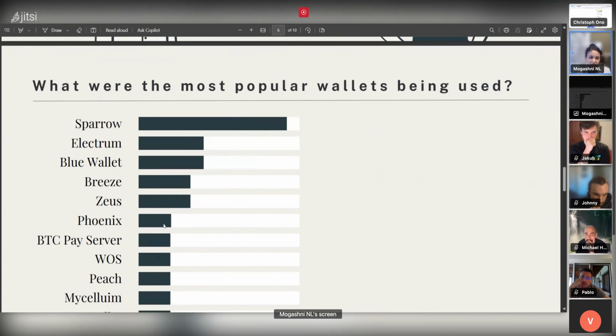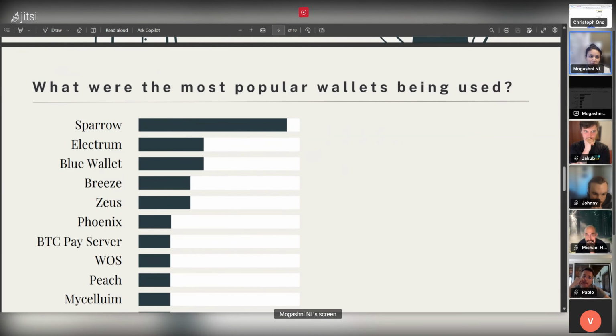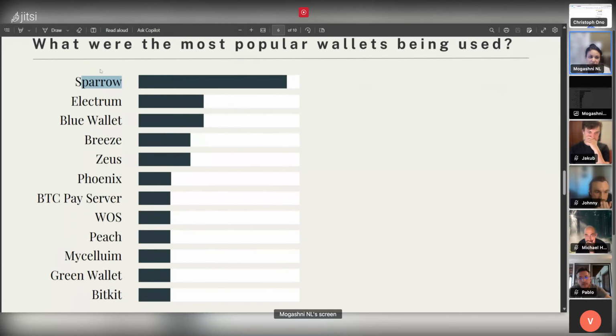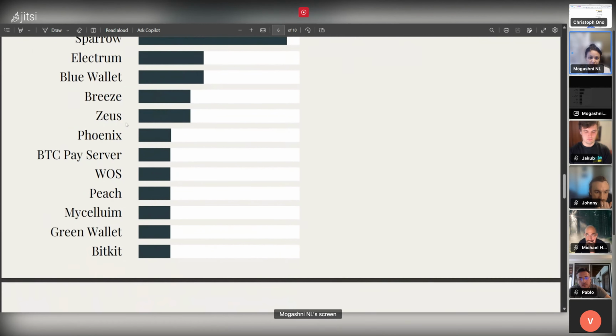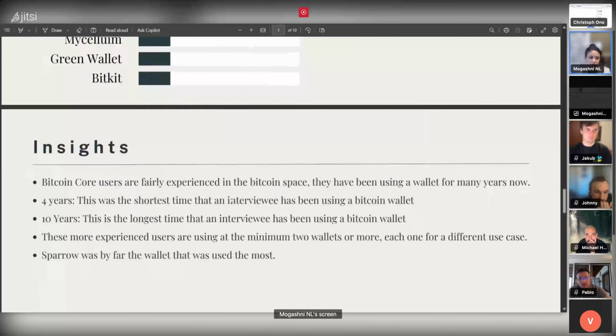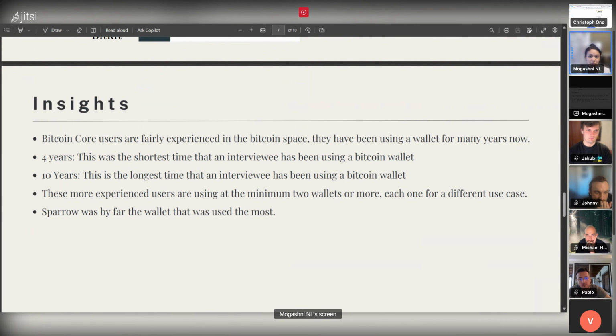And this is something that's very relevant, which we just spoke about. What were the most popular wallets? Sparrow is number one on everyone's list, which is why I'm very keen on investigating the Sparrow user flows. Electrum came up second. So these are the top two, but Sparrow is the king in terms of popular wallets being used. There's a reason why, and I'm really curious why that is. The other ones have a much smaller share of the pie among these current Bitcoin Core users. Insights: we're looking at a very experienced person.